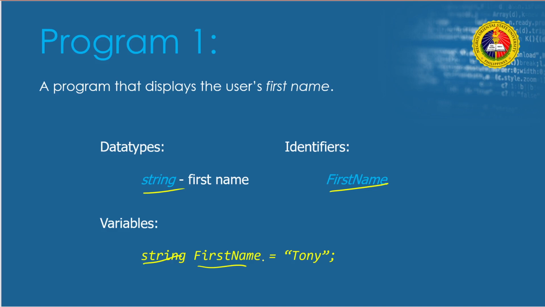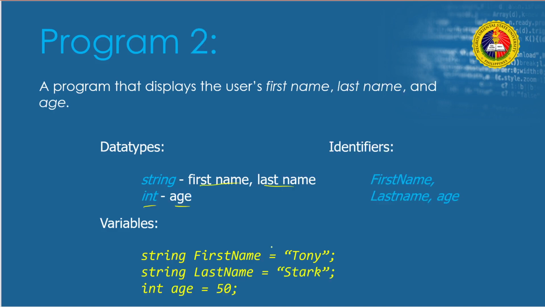Program number 2. A program that displays the user's first name, last name, and age. So what are the data types that we'll be using? We have string for the first name and last name, and integer for the age. Our identifiers are first name, last name, and age. To write the variables, we have string first name, string last name, and then int age, for example 50.